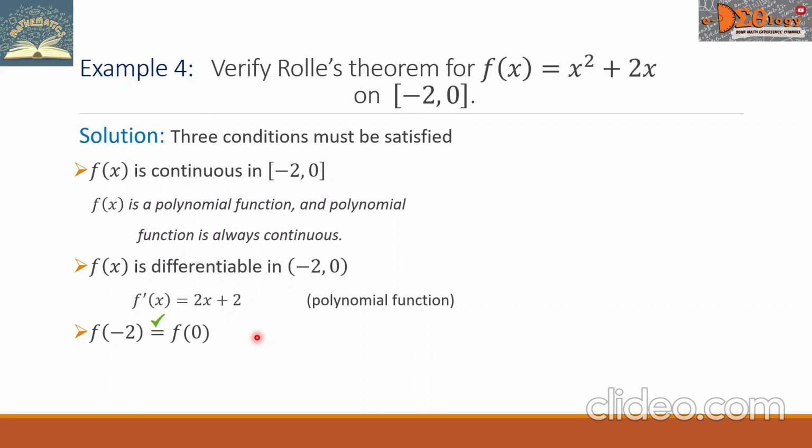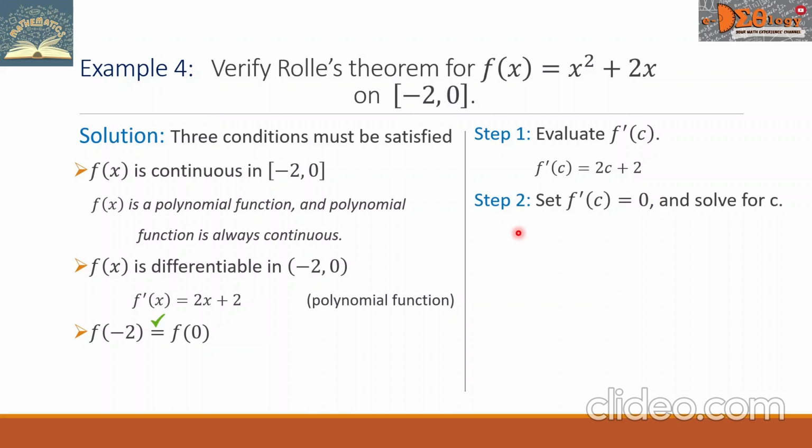We go to the next step, and that is we evaluate f prime of c. In our condition 2, we get the derivative function. So, we change the x by the c. So, f prime of c is equal to 2c plus 2. Then step 2. We set f prime of c equals 0 and solve for c. With this equation, the left side is now 0 equals 2c plus 2. Let us solve now for c. This positive 2 we transpose to the left, so it becomes -2.